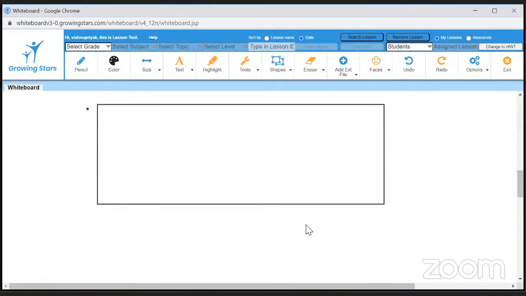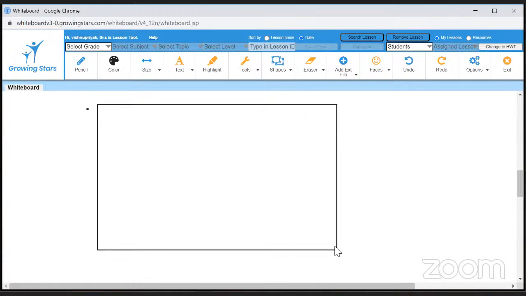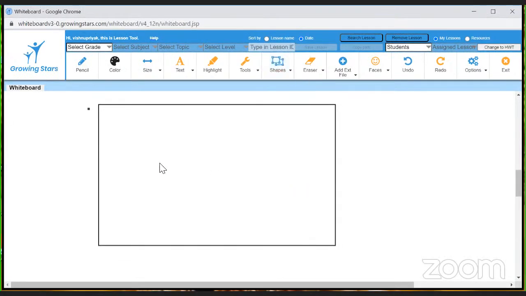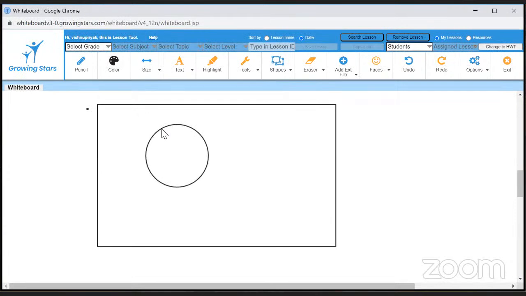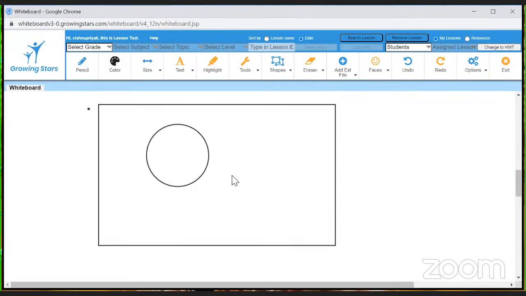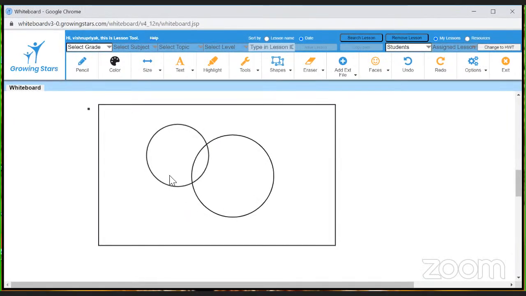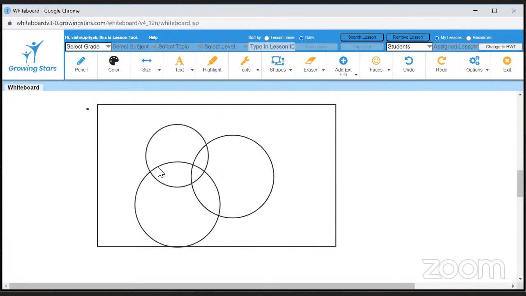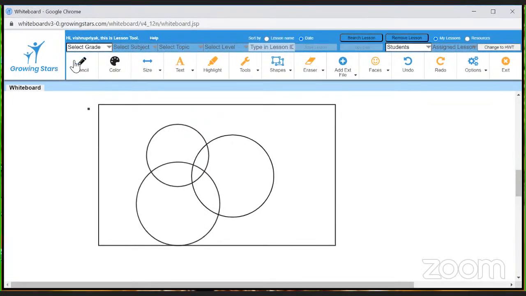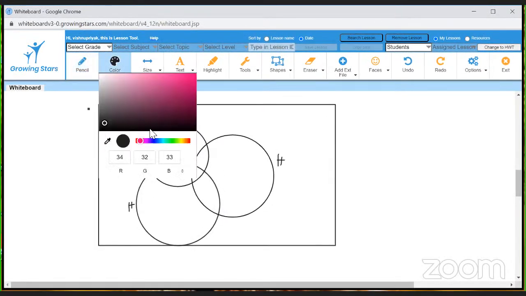First, I will draw the diagram. In this, I will draw the sets. This is the English set, who speak English. This is the Hindi set, who speak Hindi. And this is the Kannada set, who speak Kannada. English, Hindi, Kannada.